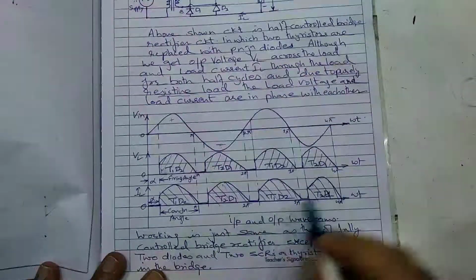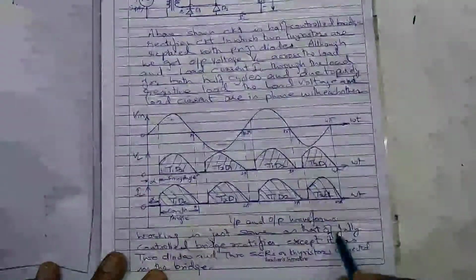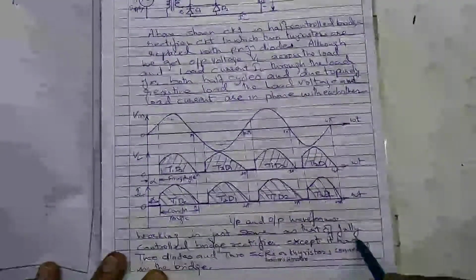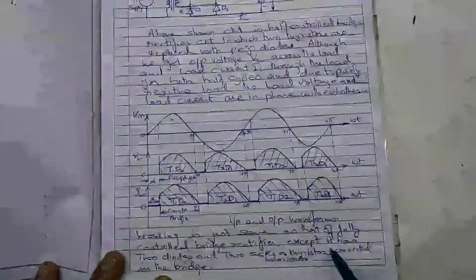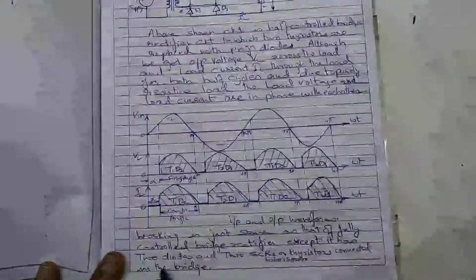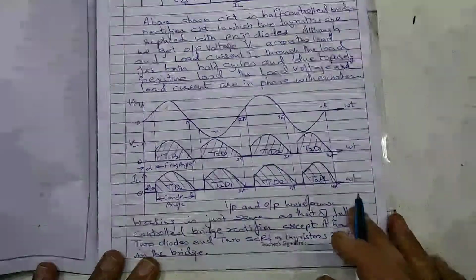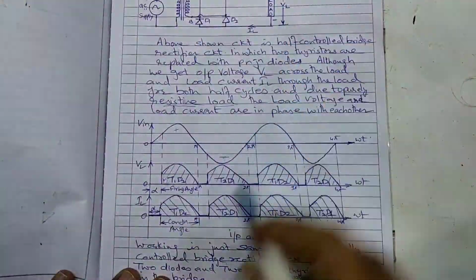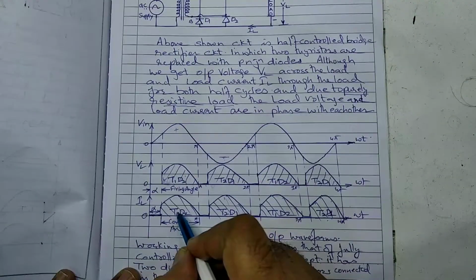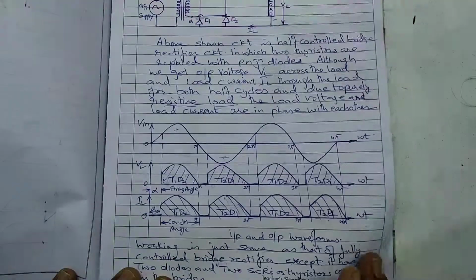Similarly, it goes on. So the working is just the same as the fully controlled bridge rectifier, except it has 2 diodes and 2 SCRs or thyristors connected in a bridge. And for purely resistive load, the output voltage and output current are in phase with each other.